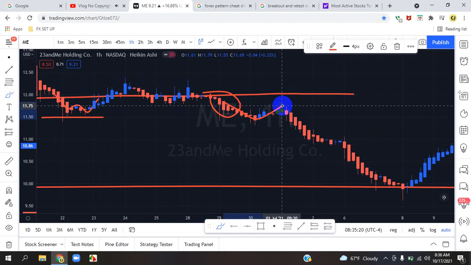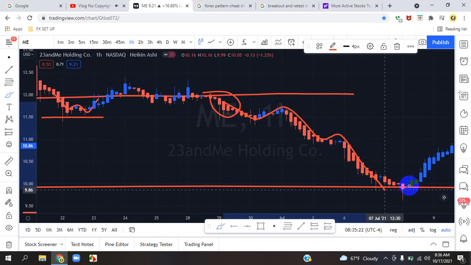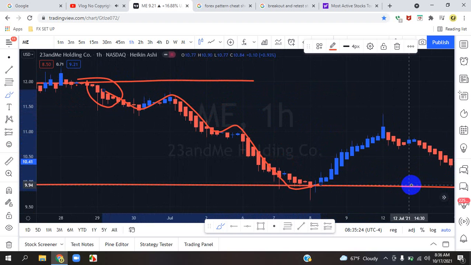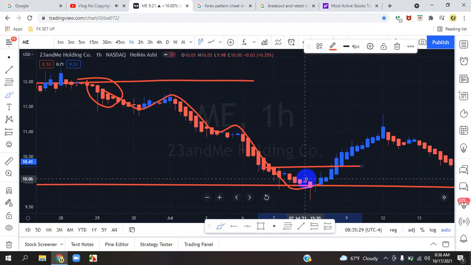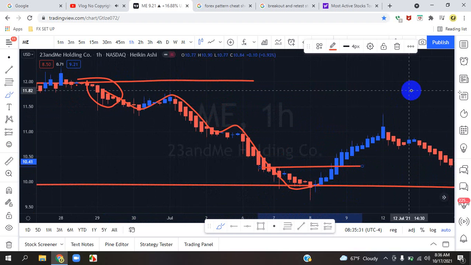Market pushed down once. Market pushed down twice. Market pushed down 3 times. On average, 3 pushes to the bottom. Market consolidated. And we got a pattern here. And the market pushed right back up. Okay. Very important information, guys.